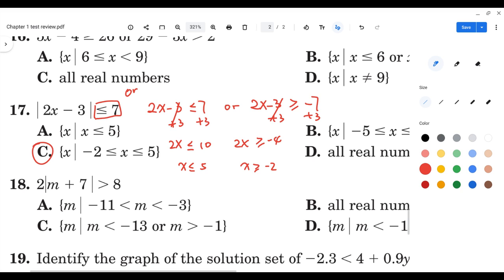How do you check if it's right? If you circle C for inequality, you cannot pick the number that's there. You have to pick a number in the range. So between -2 and 5, I would say let's see if 0 works, okay? If it's 0, you plug 0 into your inequality. So 2 times 0 is 0, so it's -3, which is 3. 3 is smaller equal to 7, so check.